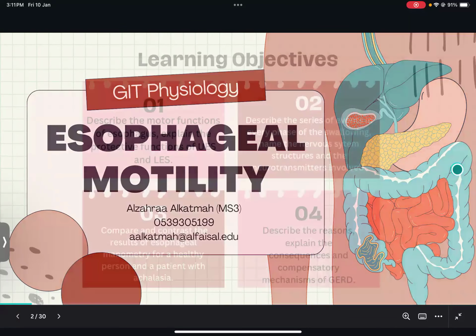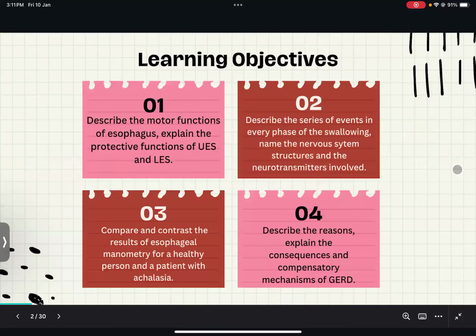Let's start. Bismillah. Okay, so the learning objectives here are the exact ones that you have from Dr. Angelica's lecture. However, in a nutshell, I'll first go over the basics of the esophagus, the structure and the function, and then we'll go over the swallowing phases and how it's controlled by the nervous system. Third, I'll go over the esophageal manometry, and fourth, I'll go over some clinical correlations such as achalasia and GERD, inshallah.